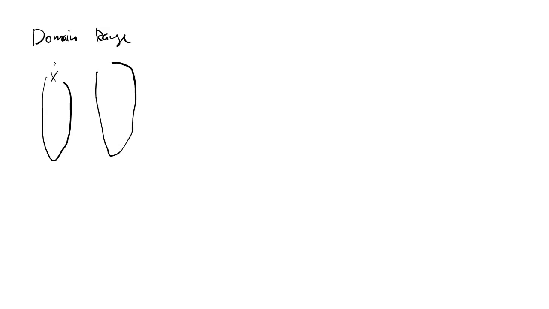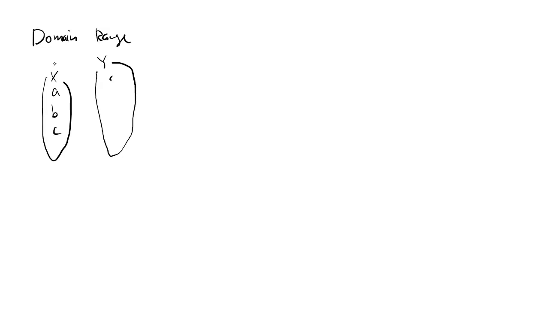Let's talk about domain and range. Domain is the set of possible inputs, and range is all the possible outputs of a function.